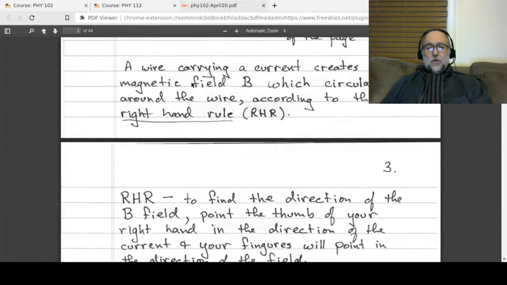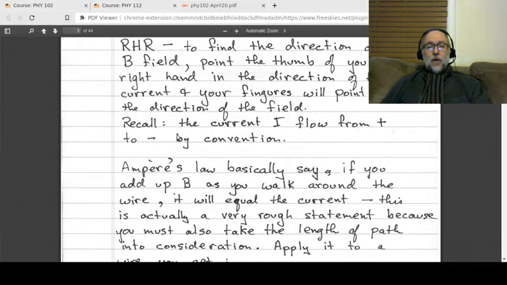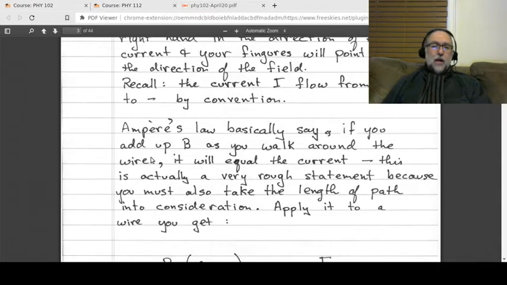What about an equation, though? Is there an equation that actually describes this? Well, I'm not going to give you the vector calculus form of Ampere's law, but it basically says something like this. If you go around the wire and add up the B field as you walk around the wire, the sum of that B field multiplied by every little step that you take along the way is equal to the current going through the wire.